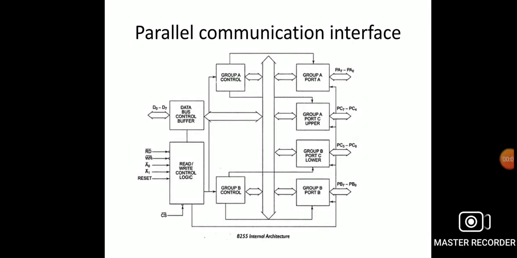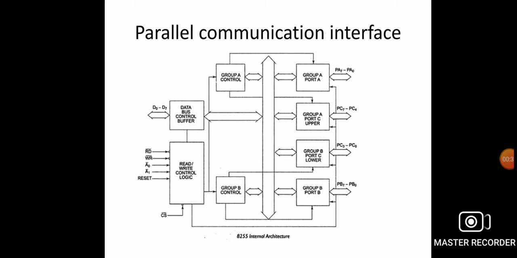In this lecture, EC8691 Microprocessor and Microcontroller, Unit 3, Parallel Communication Interfacing. Now, this is a parallel communication interfacing block diagram. In this block diagram, we are using the integrated circuit Intel 8255A programmable peripheral interface device. It is a good example of a parallel interfacing method.